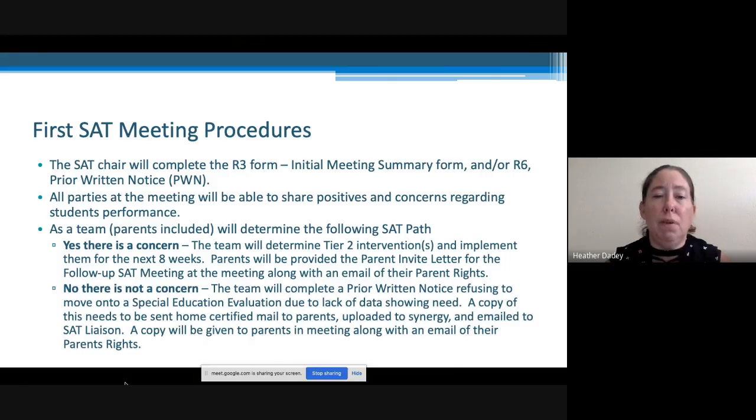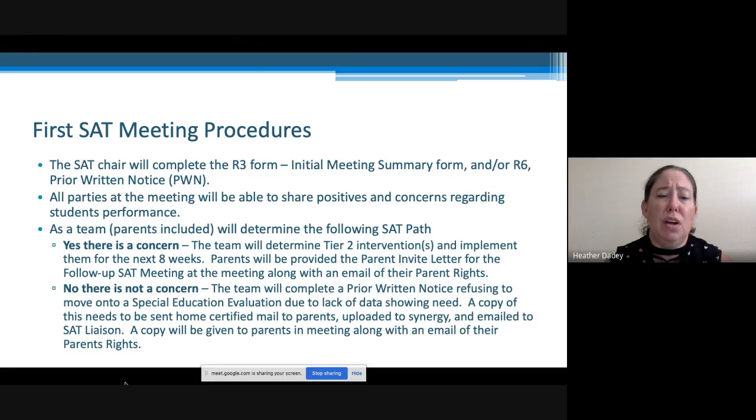All parties at the meeting will be able to share positives and concerns regarding the student's performance. As a team, which includes our parents, we will determine the following path. If yes, we think there is a concern, then the team will determine Tier 2 interventions and implement them for the next 8 weeks. Parents will be provided the parent invite letter for the follow-up SAT meeting at the meeting along with an email of their parent rights.